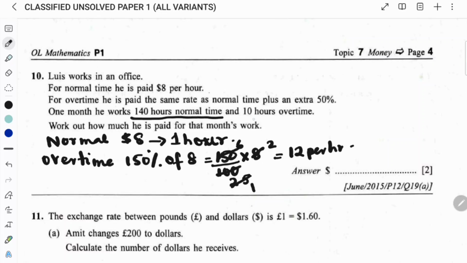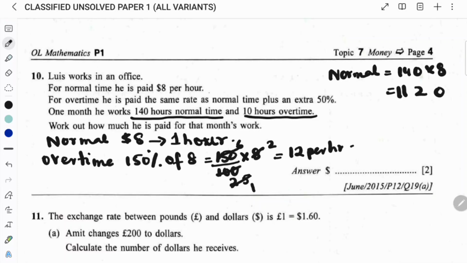140 normal time and 10 hours overtime. Okay, so for normal time, 140 times 8. 8 times 0 is 0. 4 8s are 32. 8 ones are 8, 9, 10, 11. $1120 for the normal time.